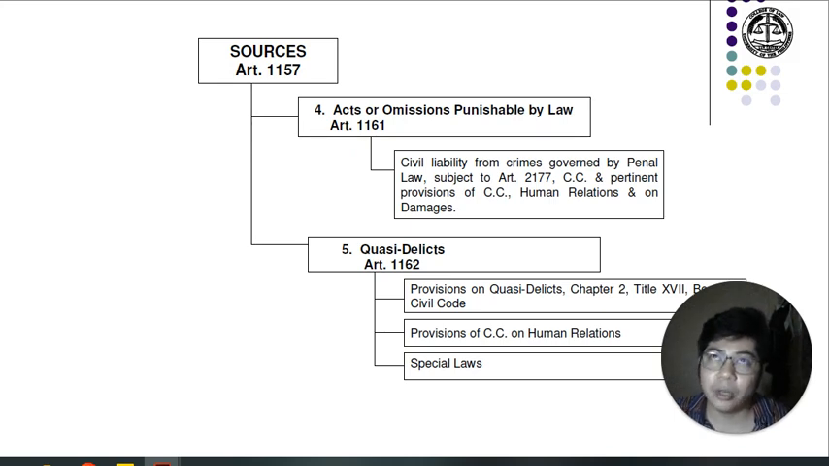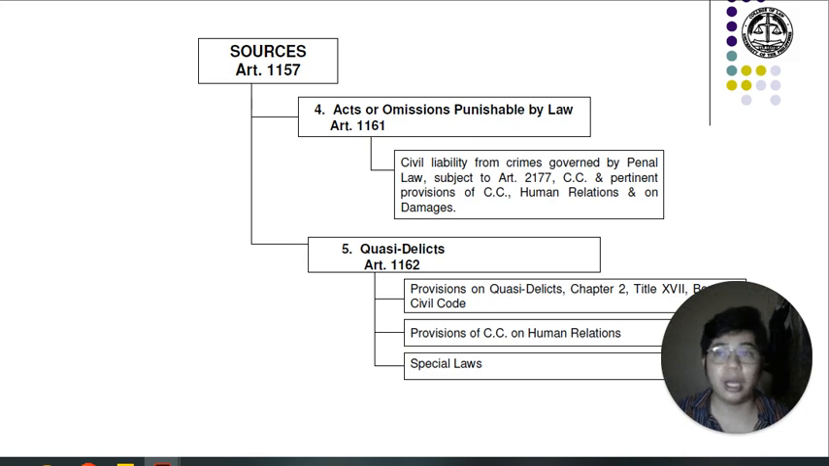So, in essence or in summary, there will always be a basis for an obligation arising from law. Okay, next is obligations arising from contracts. Article 1159 talks about the obligations arising from contract. Okay, so the contract also, to introduce again, what is a contract?